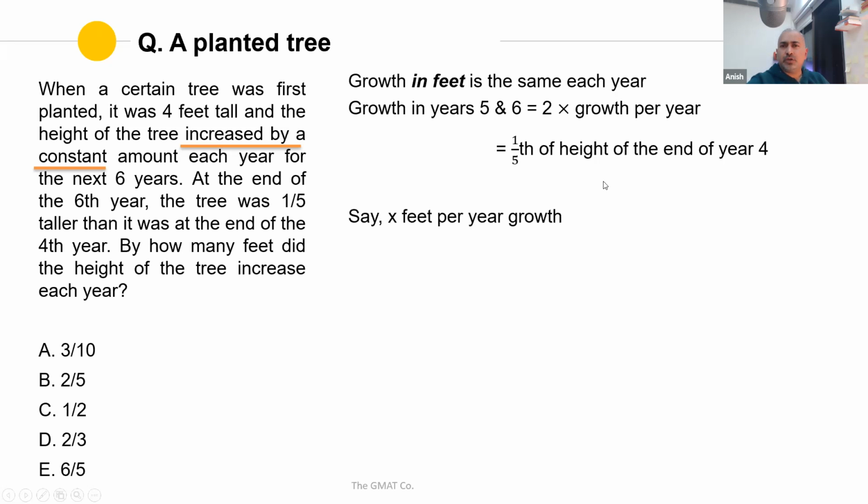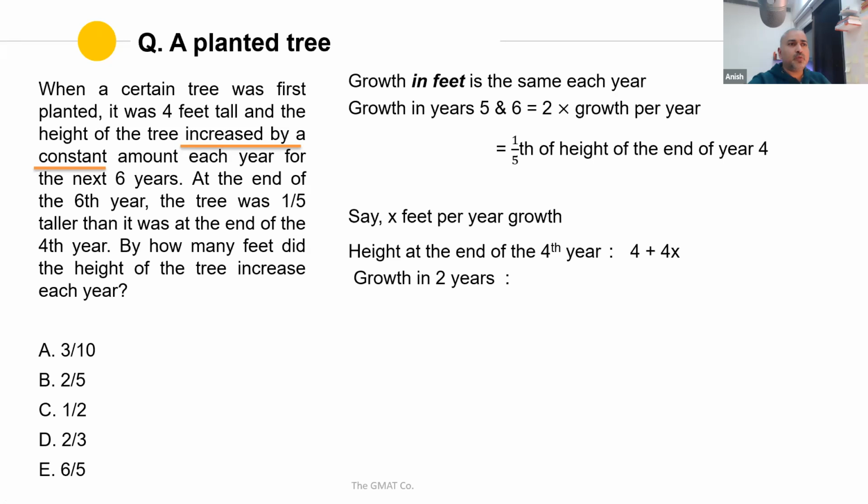Now, let's say the growth per year, what we need to figure out, is x feet. What would be the height at the end of the 4th year? Well, 4 feet initially plus x plus x plus x plus x for every year. So 4 feet plus 4x. That would be the height at the end of the 4th year. What would be the growth in the last 2 years? x plus x, 2x. Now, 1/5 of that height is equal to 2x. Now it's a matter of solving for x. I get x equals 2 by 3. Most of you did have that answer also. So yeah, that's indeed correct.